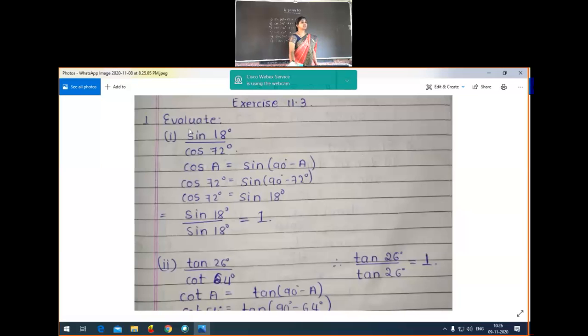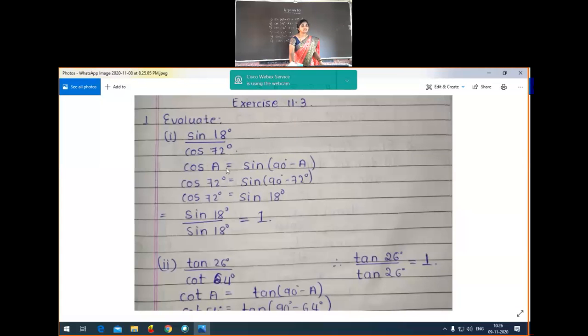This is like the example problems. In the example part we discussed this type of problem. Sine 18 degree divided by cos 72 degree. Here we have to keep one term as it is, that is your choice. So here we are choosing sine 18 fixed. Sine 18 we are not going to touch. We'll keep sine 18 as sine 18 only. So we are going to work with cos 72.